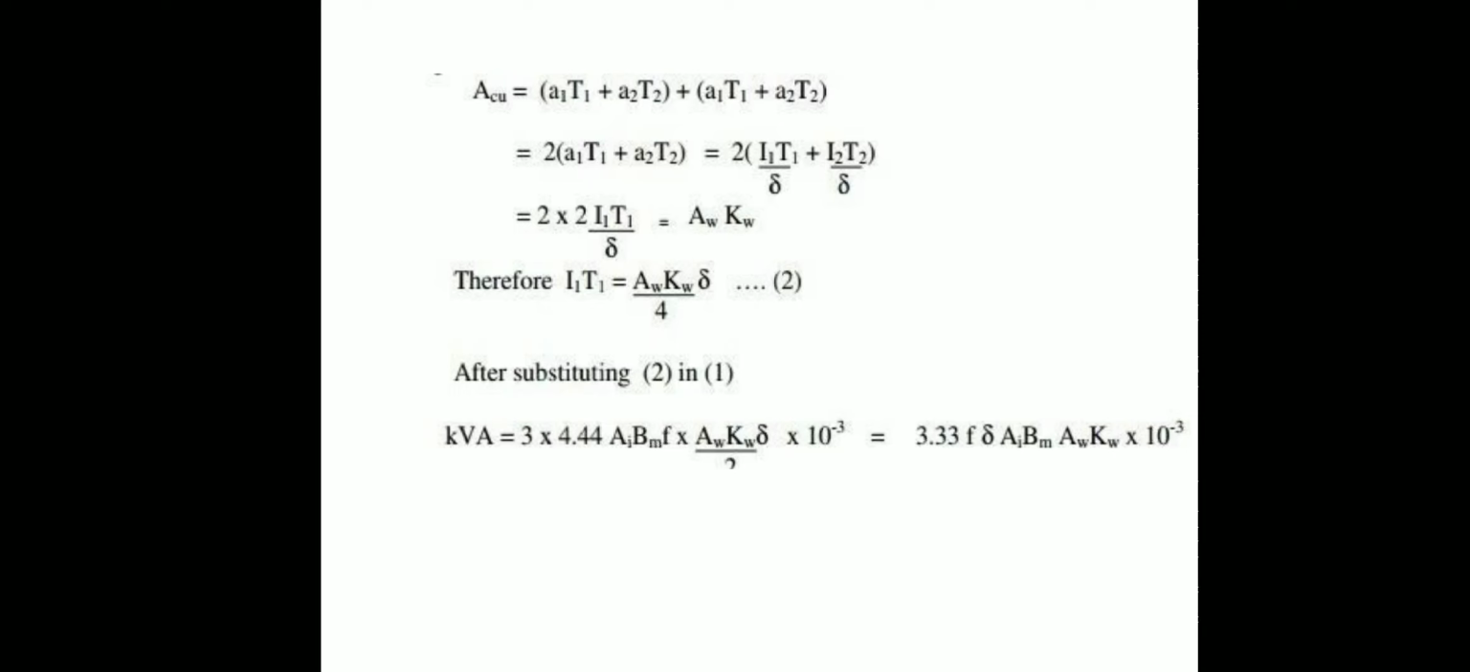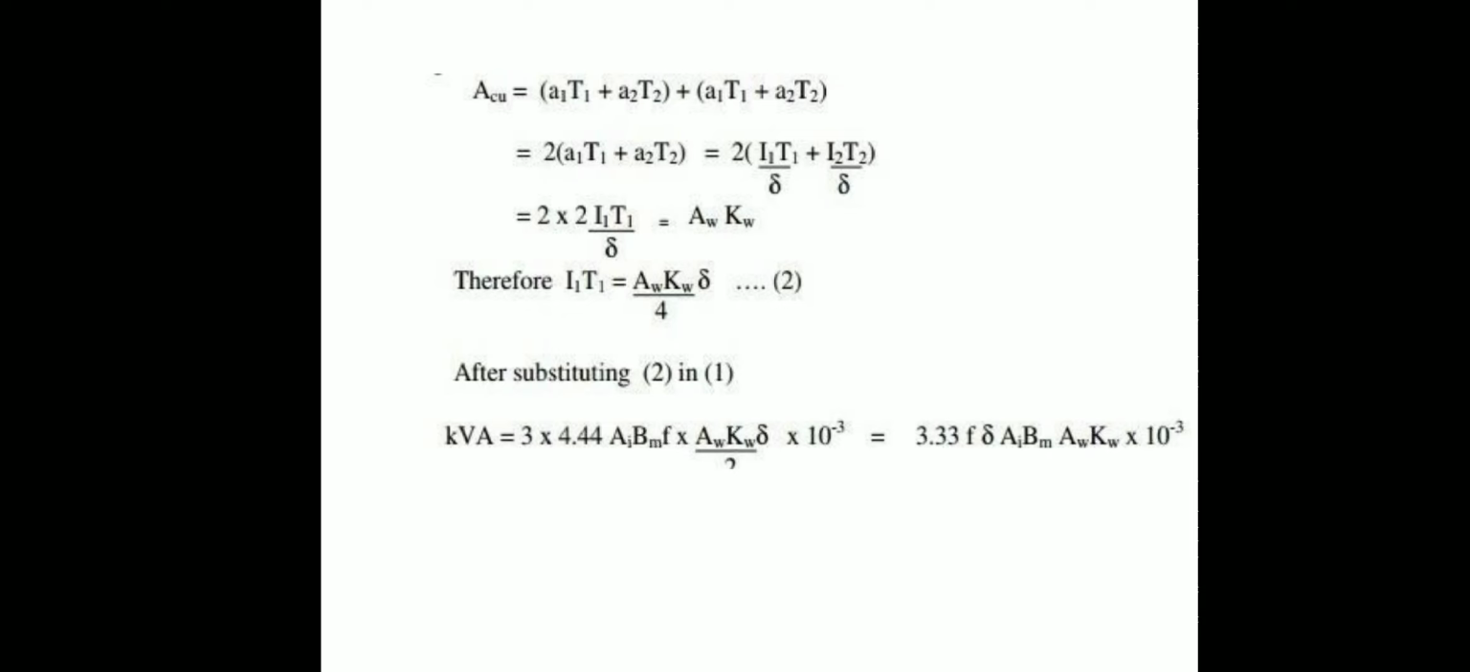Why have we written this equation? We have just discussed it on the previous page. Open the brackets, do the necessary algebra, and you will get twice of A1 T1 plus A2 T2, which is equal to twice of I1 T1 upon delta plus I2 T2 upon delta. Kindly follow the rules of algebra and solve this. Twice of I1 T1 upon delta is equal to AW KW. Therefore, I1 T1 is equal to AW KW into delta upon 4.